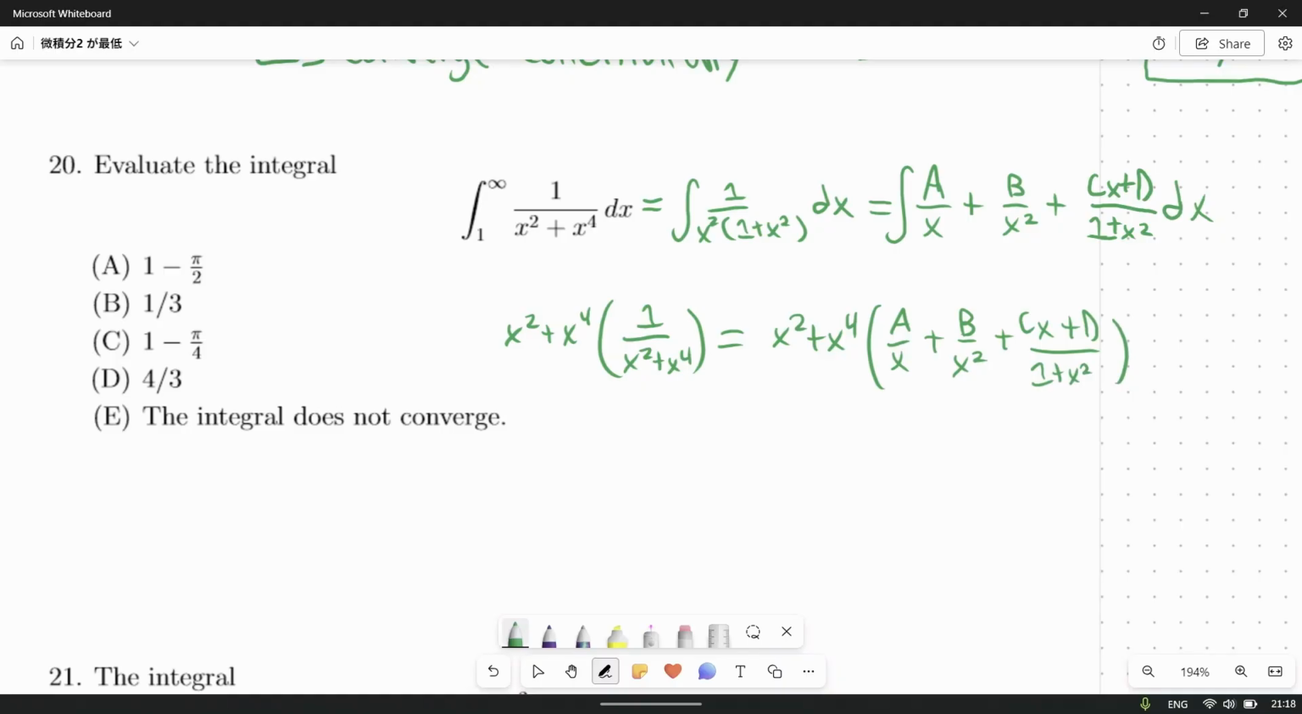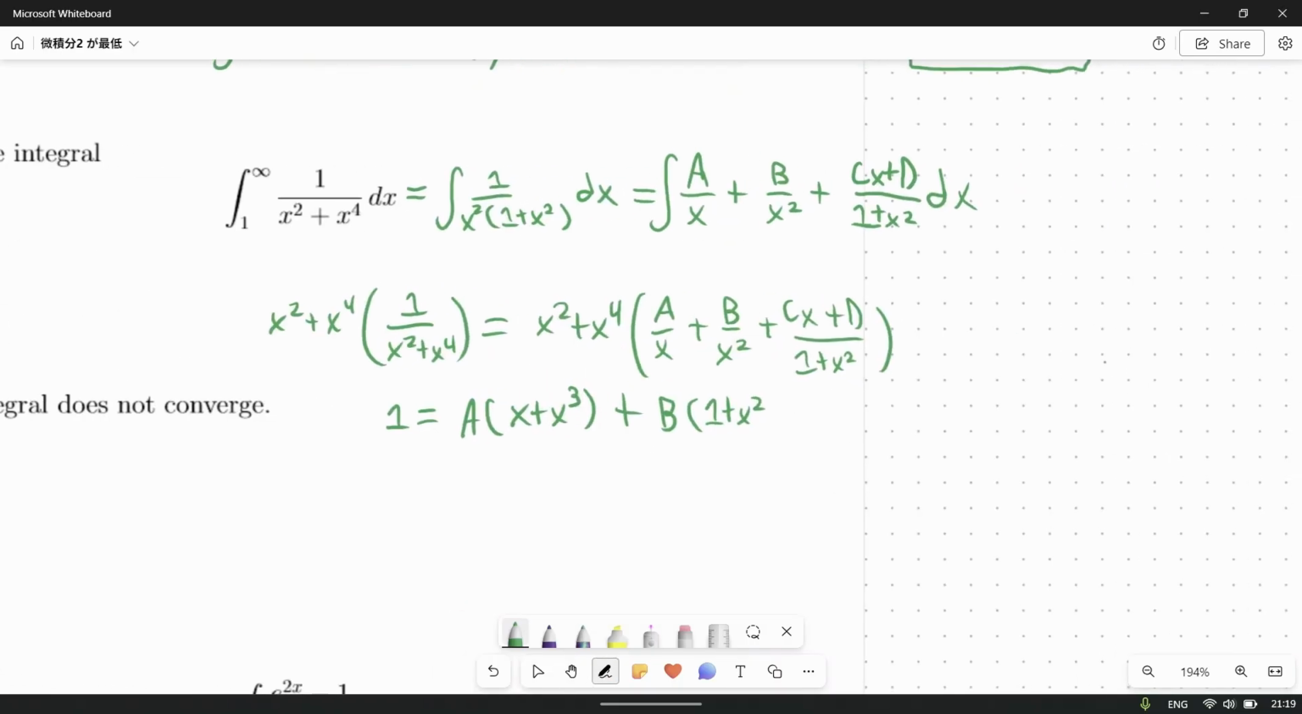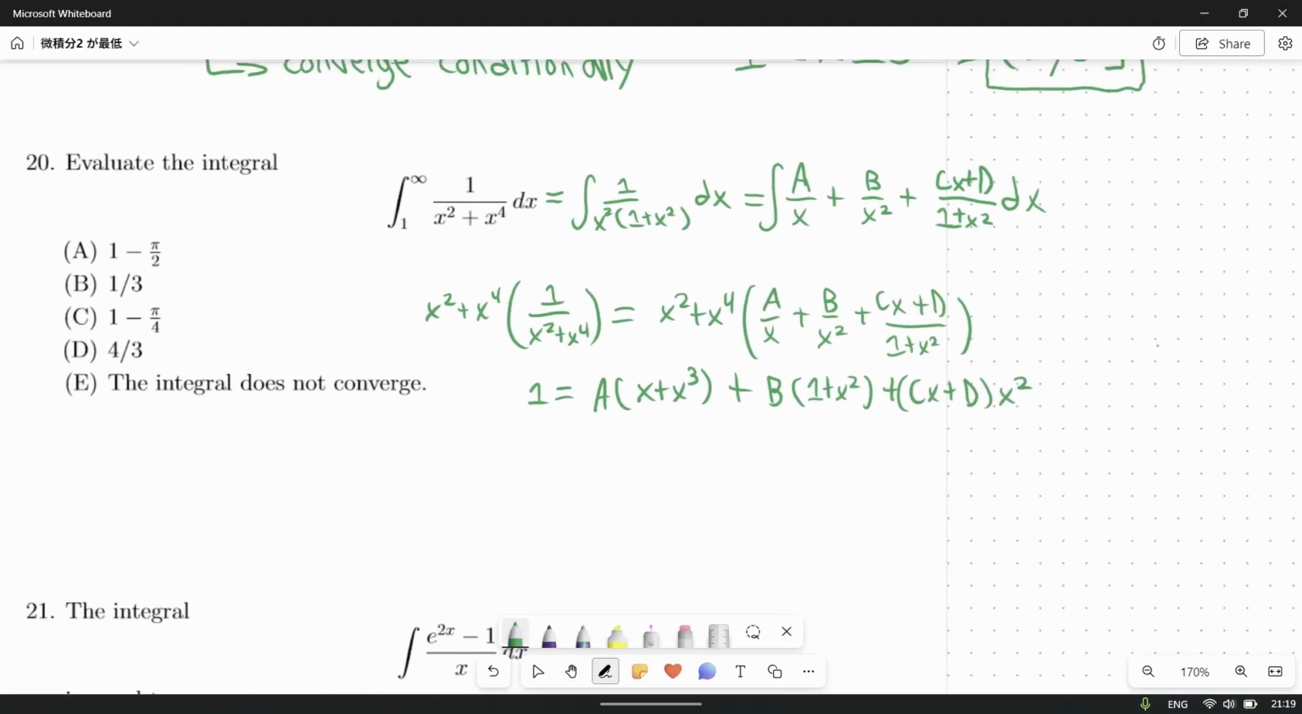And then when you simplify this, you just end up with 1 is going to be equal to A times x plus x cubed plus B times 1 plus x squared plus Cx plus D times x squared, I believe. Yeah, something like that.